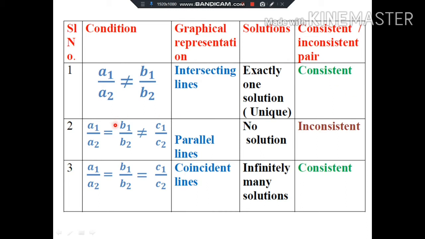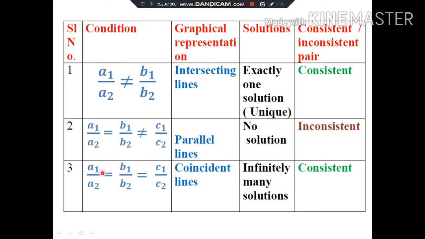Dear children, let us see the second condition. a1 by a2 is equal to b1 by b2 and not equal to c1 by c2. Here, the lines are parallel. When the lines are parallel, there will not be any point in common. Therefore, no solution will be there for this type of equations. So when a1 by a2 is equal to b1 by b2 and which is not equal to c1 by c2, these equations are called inconsistent equations.